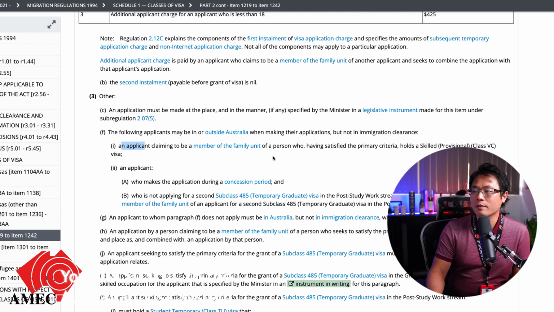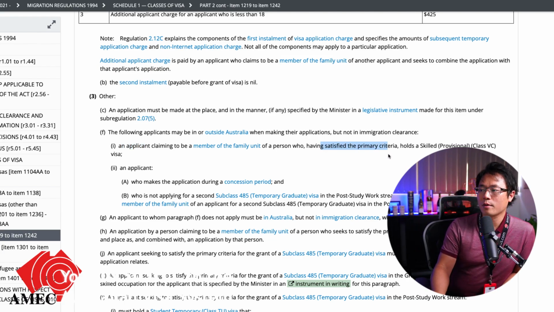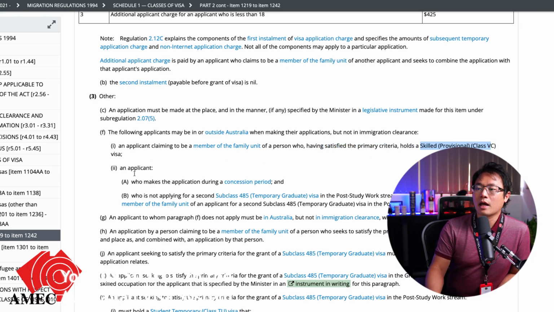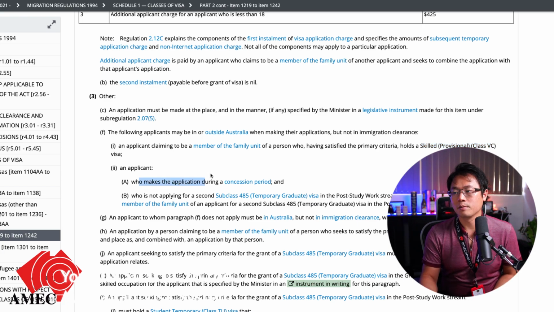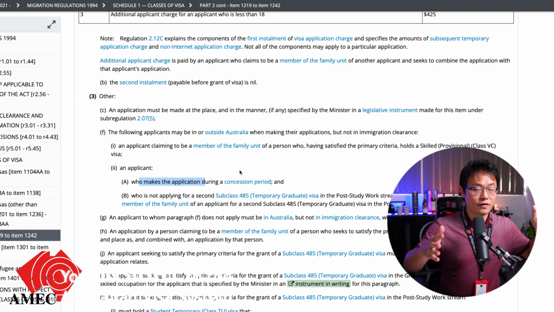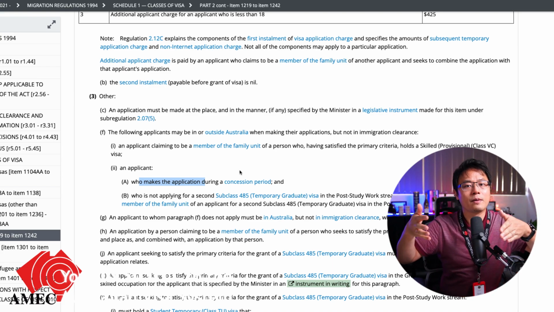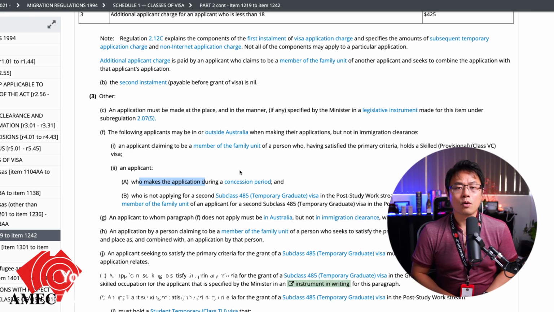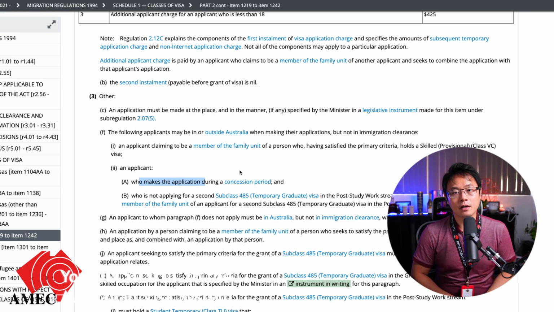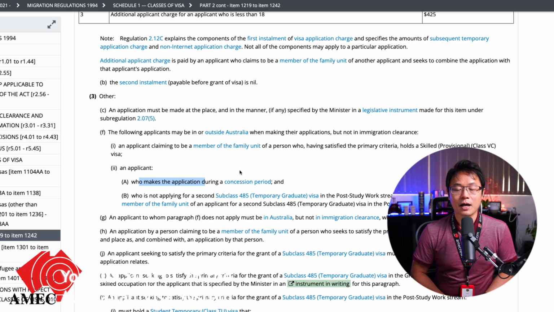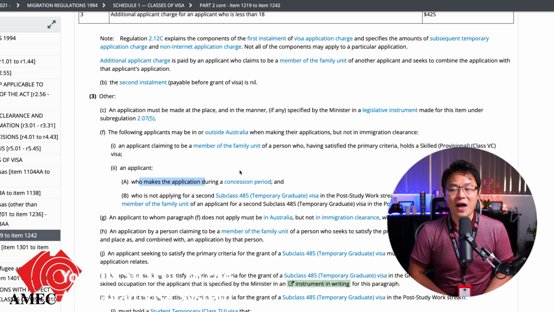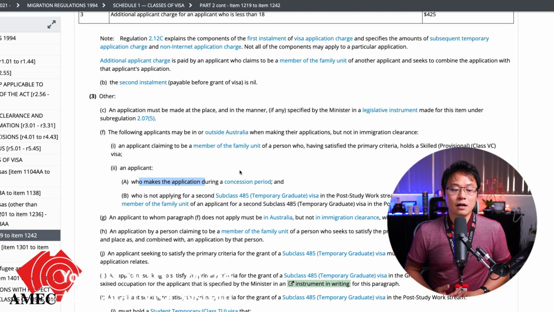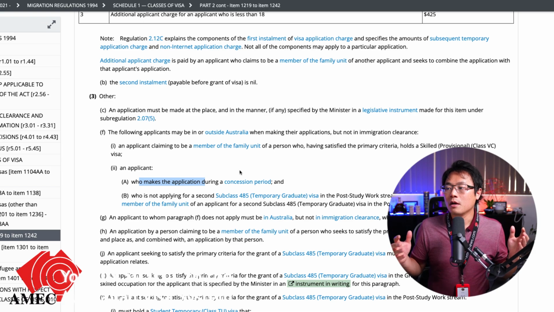Number 1, the applicant claiming to be a member of the family unit of a person who has satisfied the primary criteria holding the 485. Okay, that's the 485 visa's full name. Number 2, an applicant who made an application during the concession period. Now, the concession period is, I think, from February 2020 until November 2020, where these 485 applicants or potential applicants were affected because they left Australia. In the past, a 485 visa could only be lodged validly onshore. Because they were asked by the Prime Minister to leave Australia due to COVID control, they lost that right.